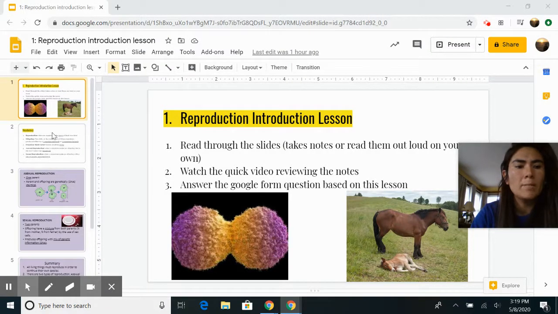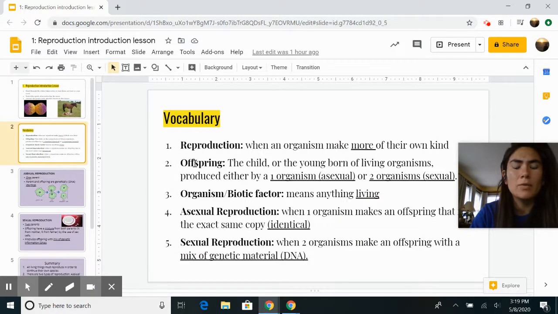Okay, so lesson number one, your vocabulary words. On the first slide are reproduction, offspring, organism, asexual reproduction, and sexual reproduction. Okay, so reproduction is just a very fancy way of saying making more of your own kind. So there's several ways that species or different living things go through reproduction. And the two main ways are through asexual reproduction and sexual reproduction.